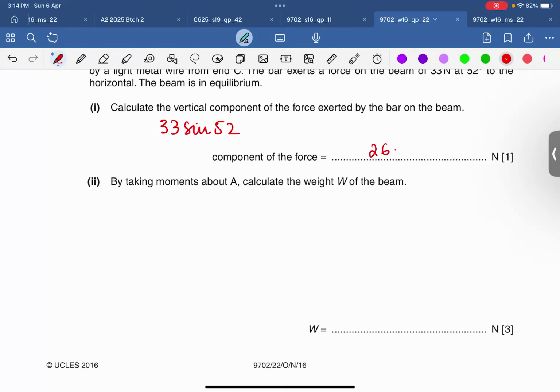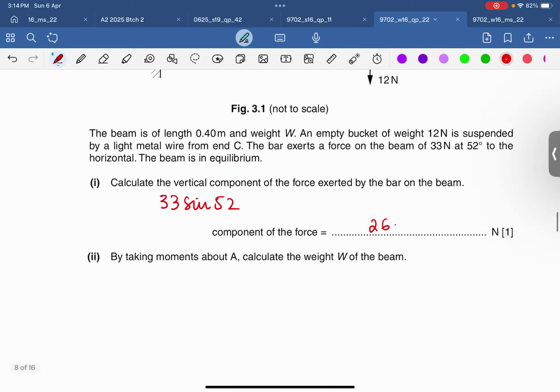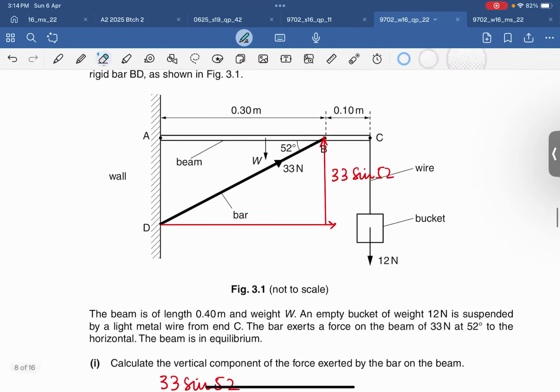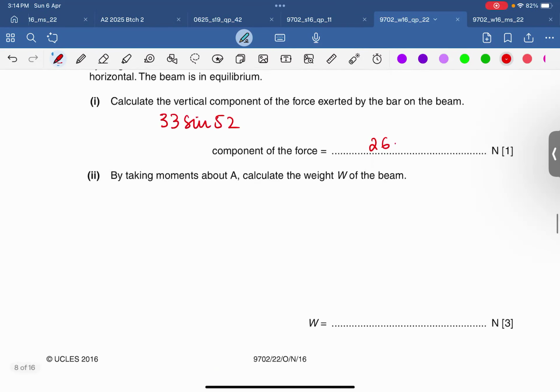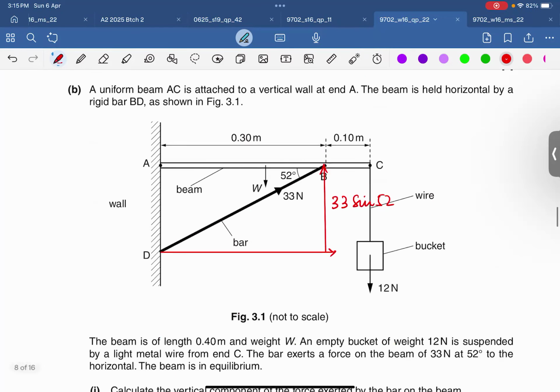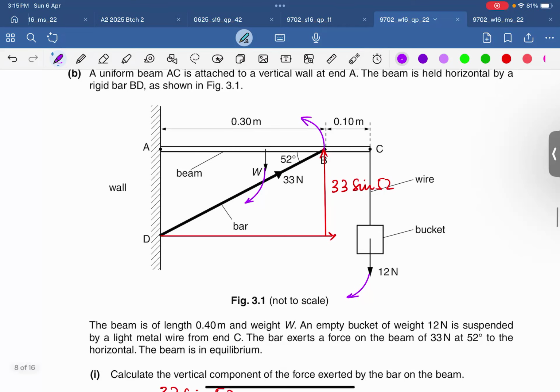By taking moments about A, calculate the weight W of the beam. So use the moments: the sum of clockwise moments should be equal to the sum of anti-clockwise moments from point A. You have the weight that produces a moment in this direction, the bucket produces a moment in this direction, and the force from the rigid board produces the moment in an anti-clockwise direction.